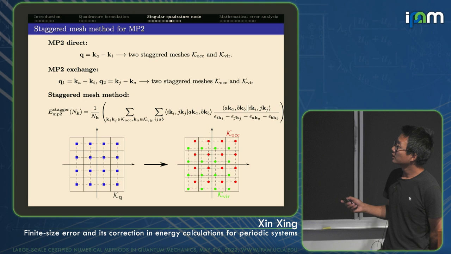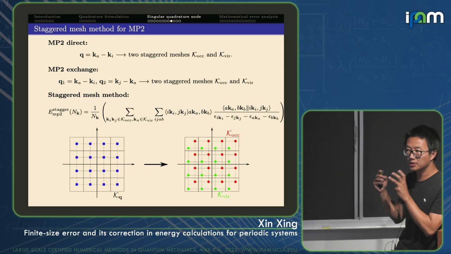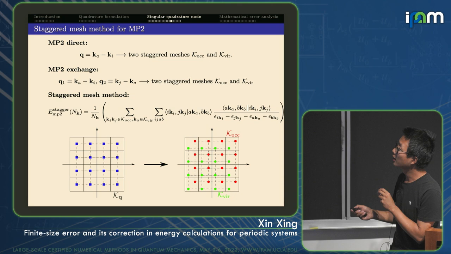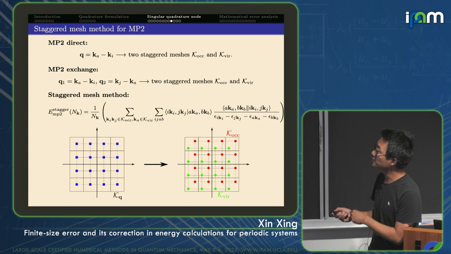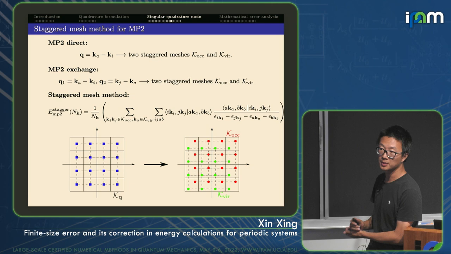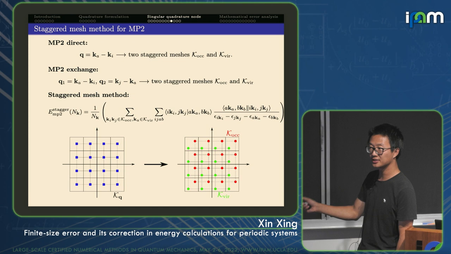The momentum transfers q inside all these integrals in the MP2 calculation always correspond to the difference between some occupied and virtual momentum vectors, say ka minus ki or kj minus ka. So sampling q on this new uniform mesh exactly corresponds to sampling the occupied and the virtual momentum vectors on two staggered meshes, say this red one and this green one. In this way, we get a stagger mesh method for MP2 calculation. Still a simple modification, but of course it requires more computation to get the corresponding orbitals and orbital energies.